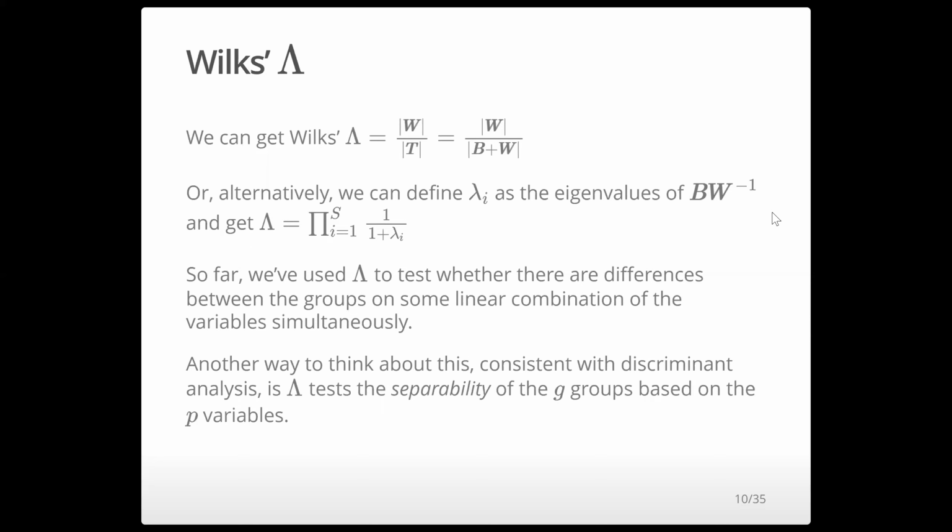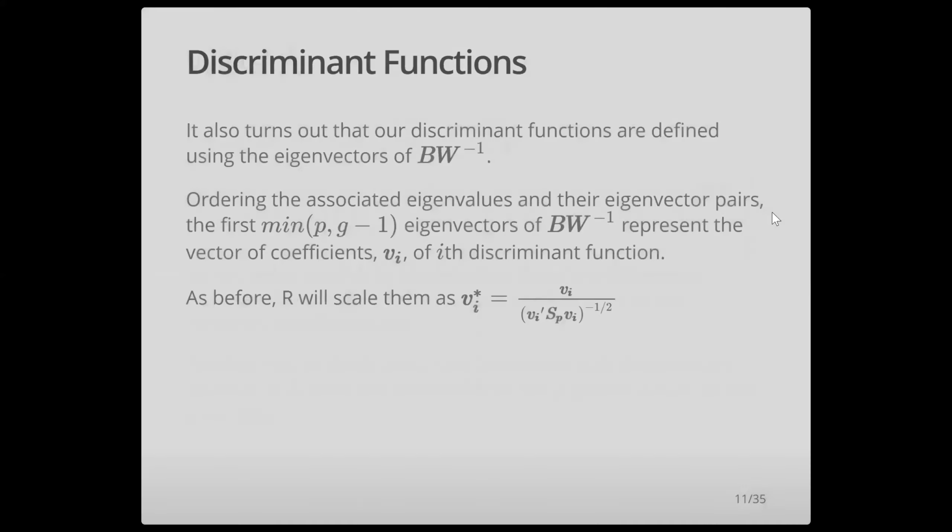So far, we've used lambda to test whether there are differences between the groups on some linear combination of the variables simultaneously. But another way to think about this is that it's also consistent with discriminant analysis in that it's testing the separability of the G groups. So it's testing whether we can actually discriminate between the groups under our discriminant function. It also turns out that our discriminant functions are defined using this BW inverse matrix. We take the associated eigenvalues and their eigenvector pairs for the first however many canonical discriminant functions we have, and those represent the coefficients for the ith discriminant function. So the eigenvectors of this BW inverse matrix represent the coefficients of the discriminant function. And keep in mind, R is going to rescale these in this particular way.